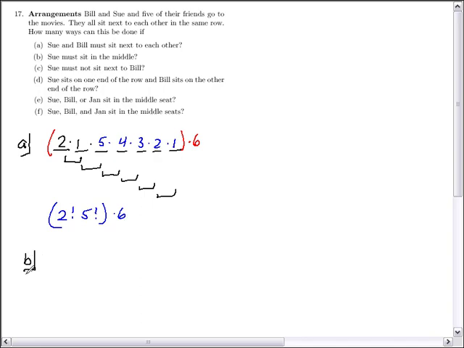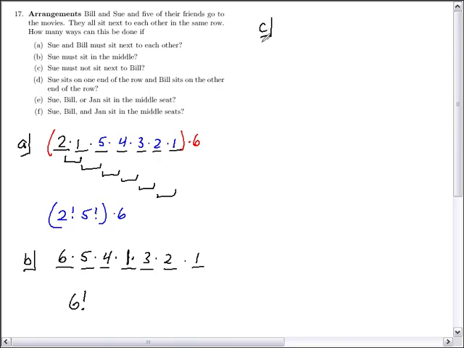Part B, Sue must sit in the middle seat. 1, 2, 3. So there are 7 seats. We're told Sue has to sit here. So there's 1 choice for that seat. Now in this problem, part B, there is no restrictions on anybody else. So we have a total of 7 people. 1 person's already seated. So there's 6 choices. 5, 4, 3, 2, and then 1. Or in other words, 6 factorial.